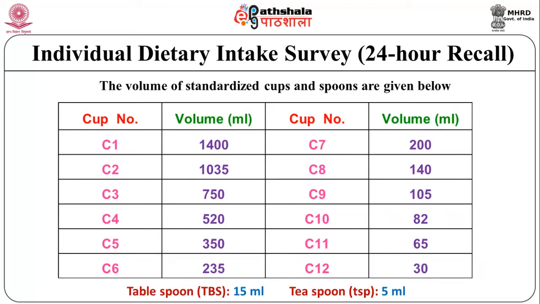So this table shows us that TBS stands for the tablespoon, which carries an amount of 15 ml, whereas a teaspoon carries an amount of 5 ml.